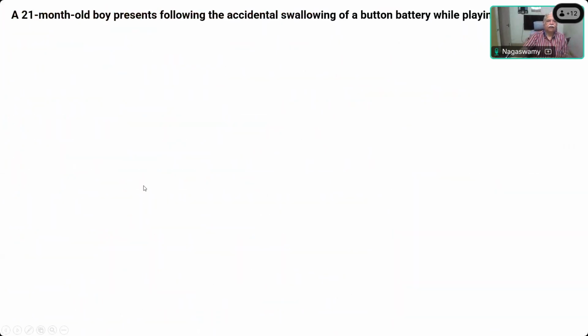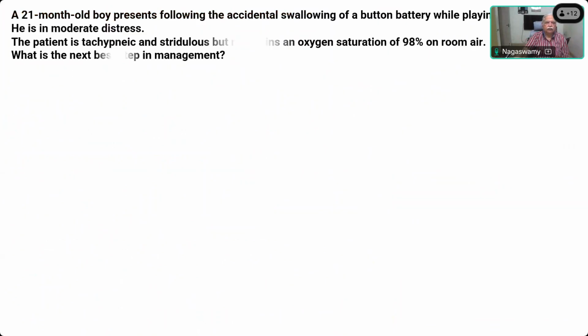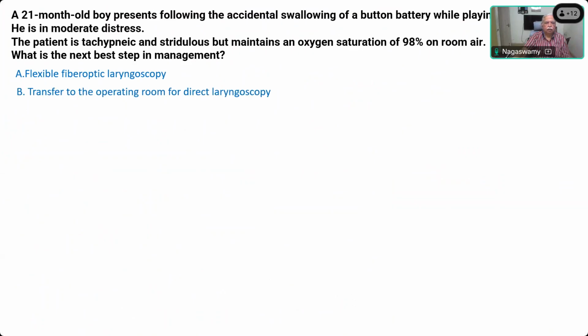Fantastic. A 21-month-old boy presents following the accidental swallowing of a button battery while playing with it. He is in moderate distress. The patient is tachypneic and stridulous but maintains oxygen saturation of 98% on room air. What is the next best step in the management? Choices are flexible fiber optic laryngoscopy, transfer to operating room for direct laryngoscopy, immediate endotracheal intubation, stat neck X-ray to localize the battery location.